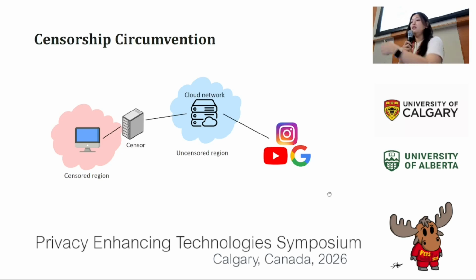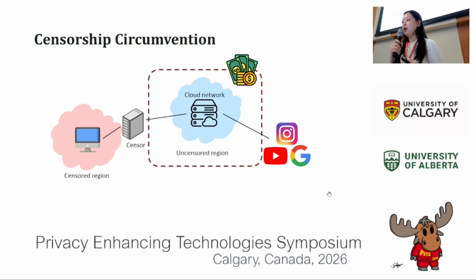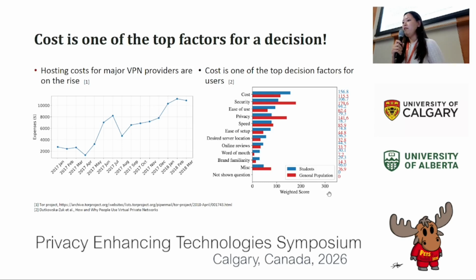To circumvent censorship, many censorship-resistant tools route the client's traffic to proxy servers located in cloud networks. The proxy servers in the cloud networks route the traffic onward, and the cloud provider charges for every byte that flows through it. So these costs add up fast at scale. The cost is one of the top factors that shapes this entire ecosystem.